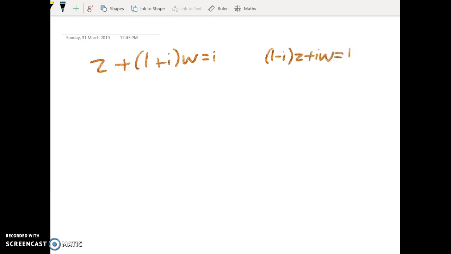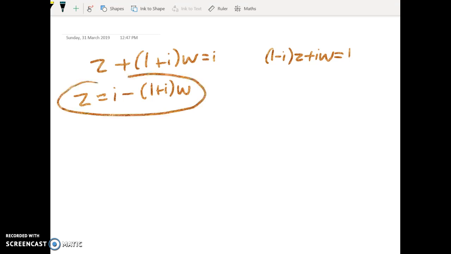Now I think all of the assignments that I've marked so far had you guys go, oh, we can do substitution, and that works fine. So let's start by saying, what is z? Well, z is i minus 1 plus i times w. And we're going to chuck it in here. It's going to get a little bit messy, but then we're going to solve for w. Then we're going to substitute back in to get z, just like you did back in Year 10.